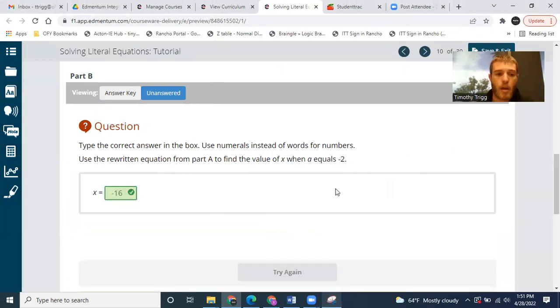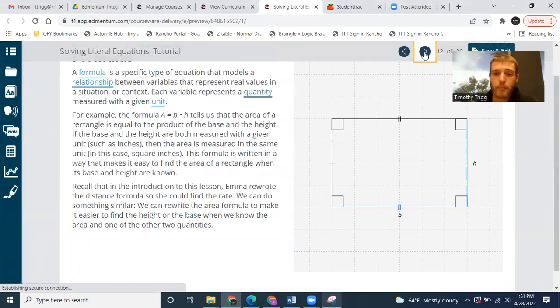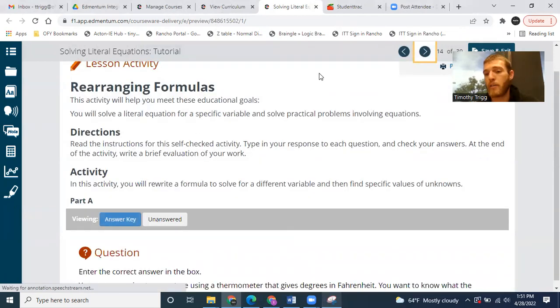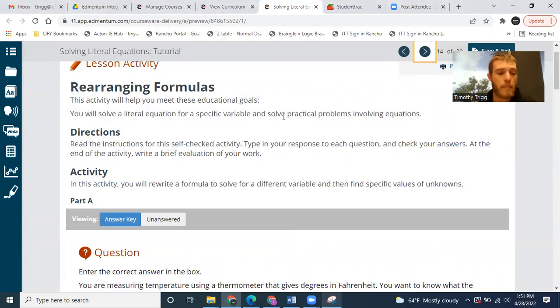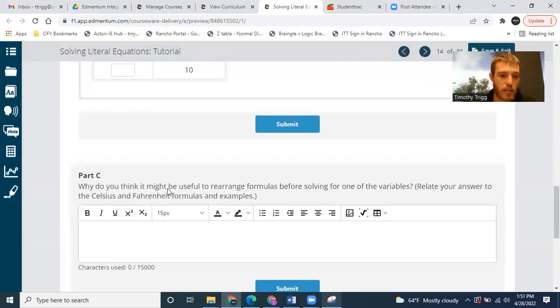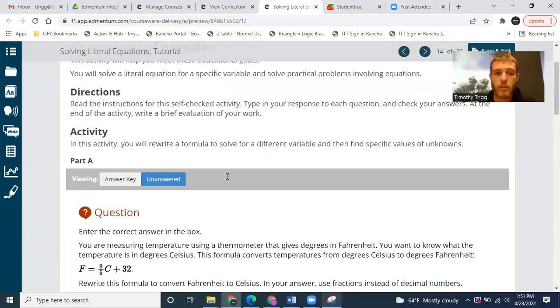Okay. Now, let's go ahead and move along, and we can continue ahead like we've done before and skipping all the way till it stops us. So it'll stop you here on page 14. I'm going to put unanswered on these. And we'll go ahead and answer these questions.